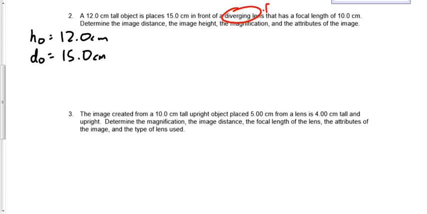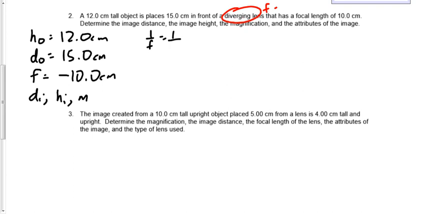A diverging lens means that we have a negative focal point. So we're going to say that F is equal to not 10, but negative 10. Converging lens is a positive focal point. Diverging lens is a negative focal point. We want to find DI. We want to find HI. We want to find M. And we want to find the attributes. Pretty much the same as you did in the last question, except that we have a negative focal point here.